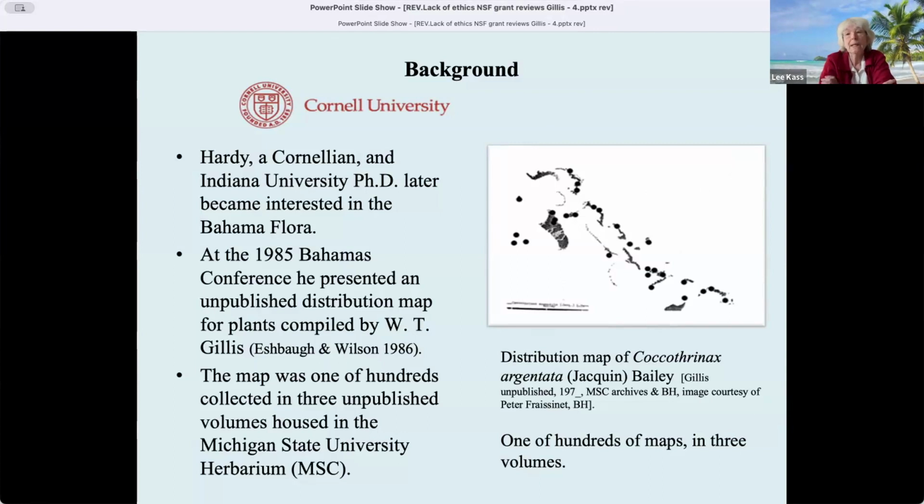And what Gillis did is he became interested in the Bahama flora in the early 70s, actually the late 60s. And he began documenting the distribution of all the plants of the Bahamas on these distribution maps. Each one of the little dots there represents a plant that he had either collected or found in the literature or came across in a herbarium. So this really helped us figure out what were the plants that were on San Salvador by looking at Gillis's maps.